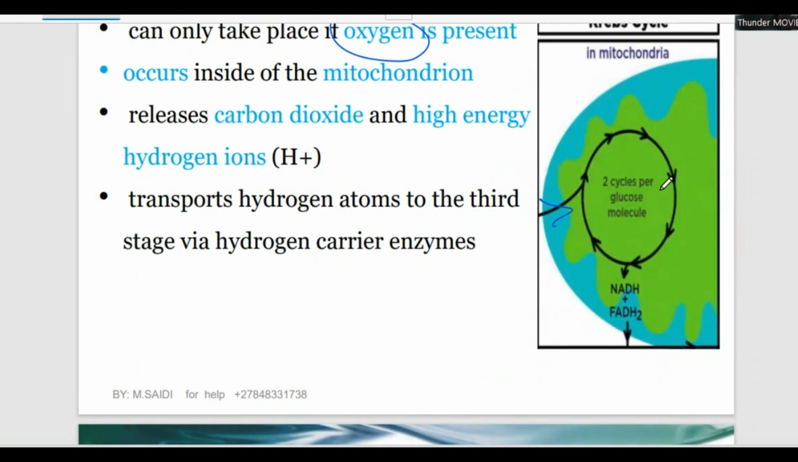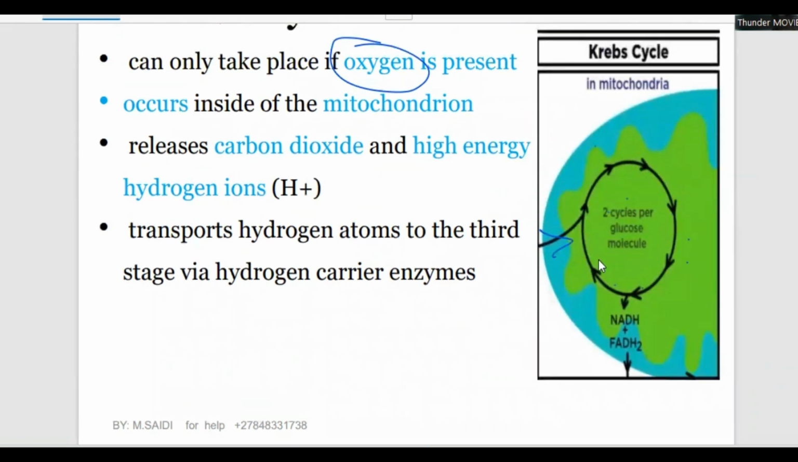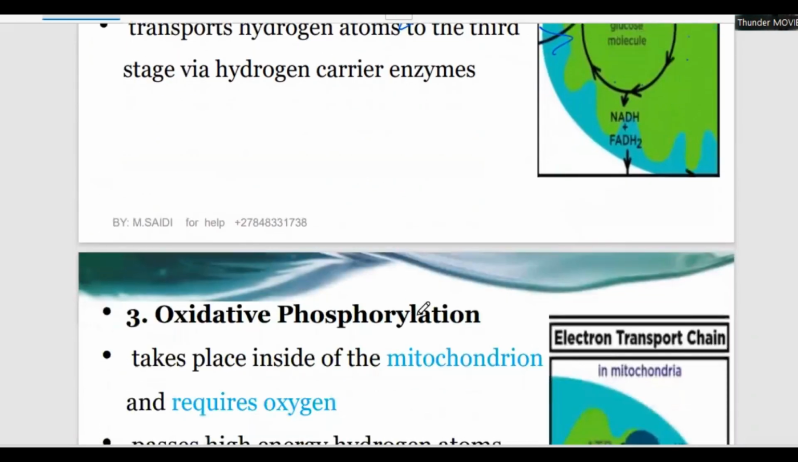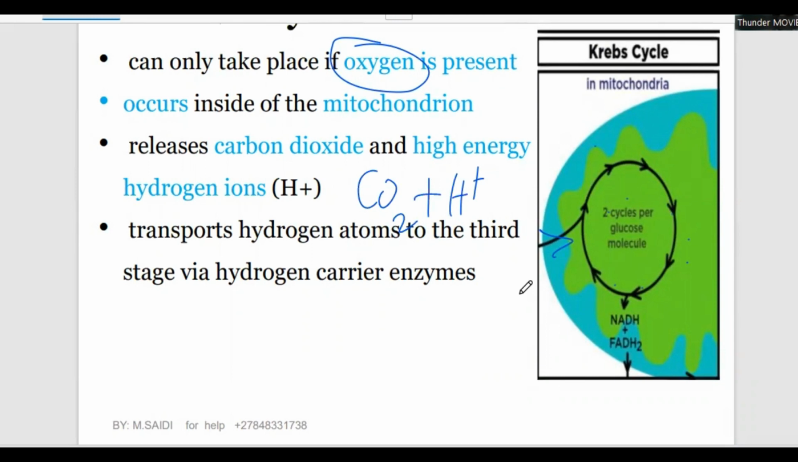When it enters here, it undergoes cycles. These two molecules undergo the cycle one by one, and during that period of the cycle, it is broken down. Then carbon dioxide is produced, plus the hydrogen ion. The hydrogen ion will combine with the NAD, and not only with the NAD but also with FAD, and then they enter what we call the oxidative phosphorylation. This transports hydrogen atoms to the third stage of hydrogen carrier enzymes, the next stage of respiration. So what we have produced here is the NADH and the FADH2, which enter the oxidative phosphorylation, but the carbon dioxide produced here is a byproduct.